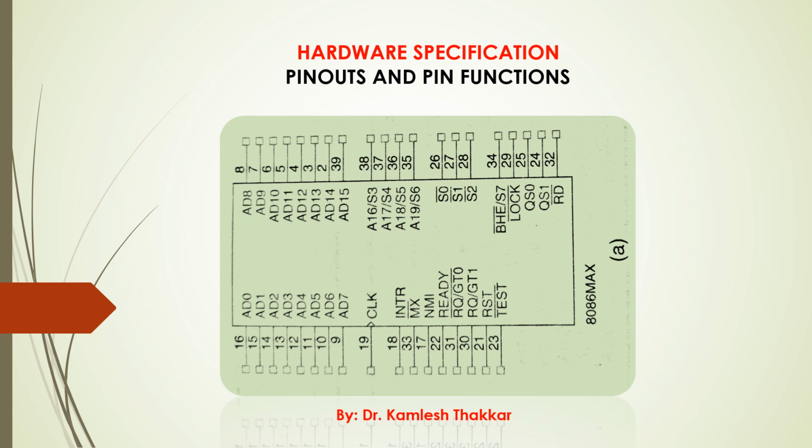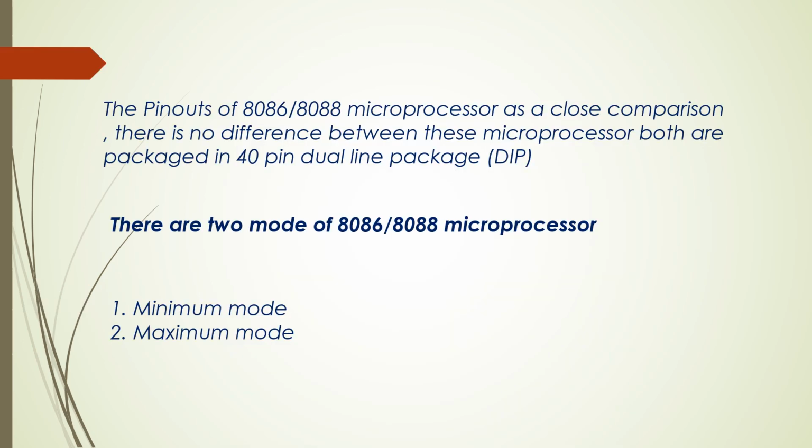To understand the pin outs and pin function, first we have to know about the mode of the microprocessor, in which mode the microprocessor works. There are two modes of the 8086 and 8088 microprocessor. One is the maximum mode and the second is the minimum mode.